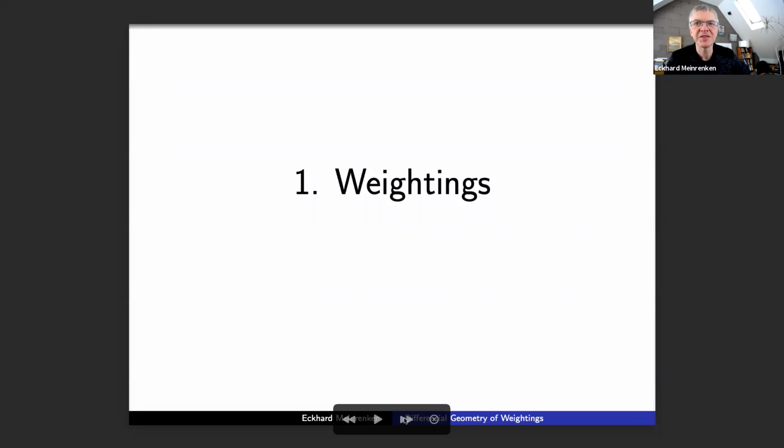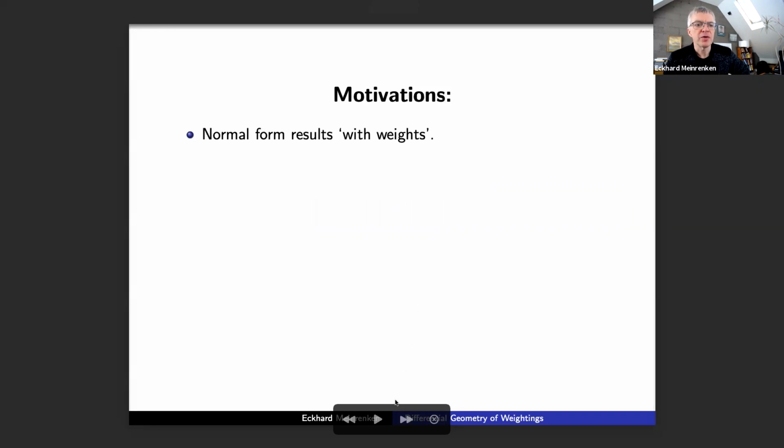Okay. Yeah, so let's get started with weightings. What do I mean by weighting? To define a weighting, the first thing is motivation. So what are some motivations for introducing weights for coordinate functions?